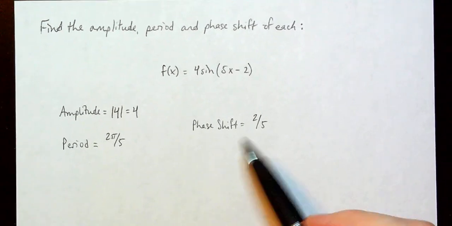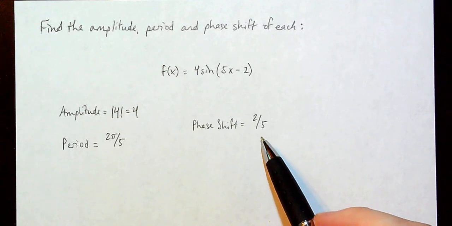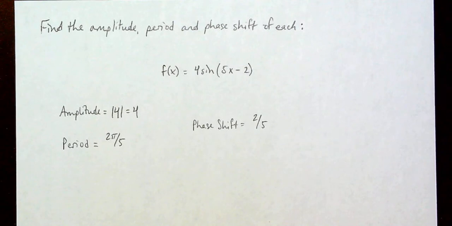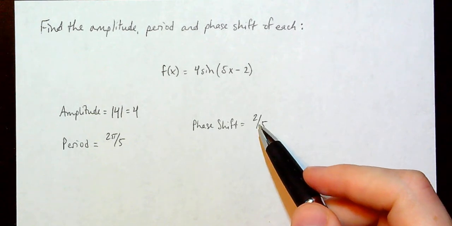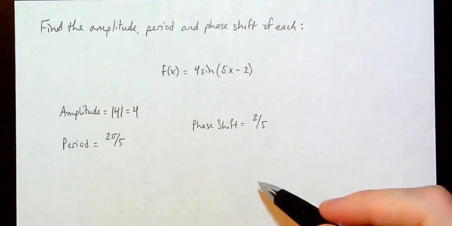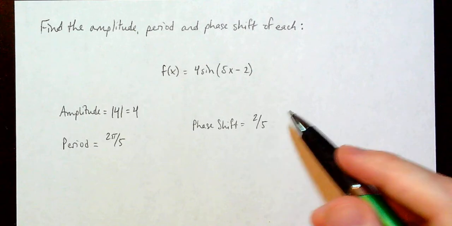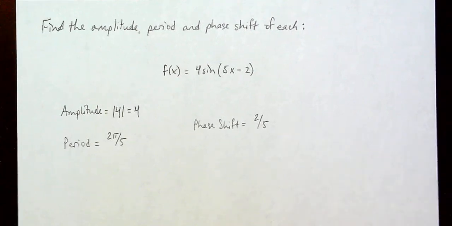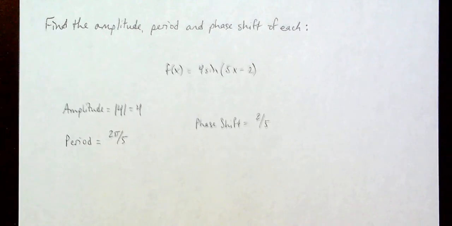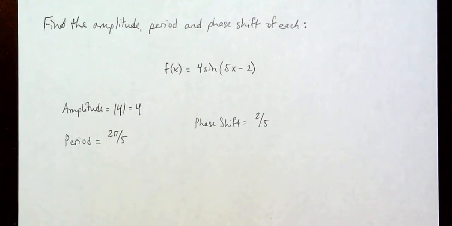And then the fact that our phase shift is 2/5 says that our cycle is going to start at x is equal to a positive 2/5. And from there you go up to positive 4, down to 0, down to negative 4, back up to 0, and you do all of that in an interval of length 2 pi over 5.